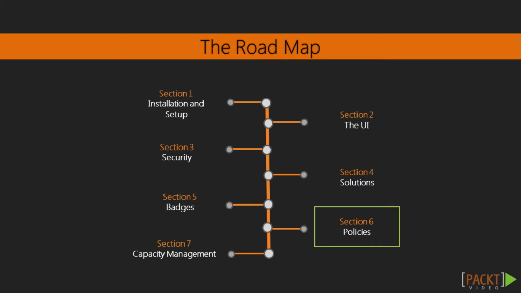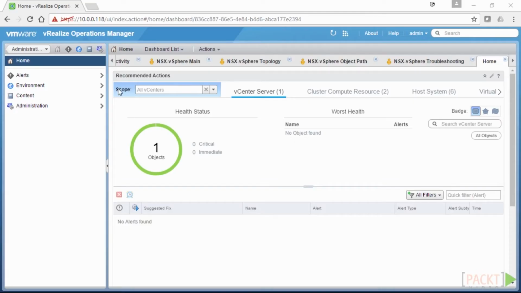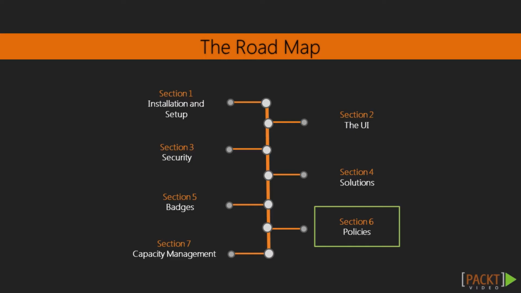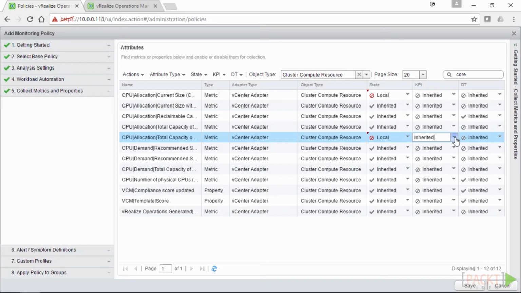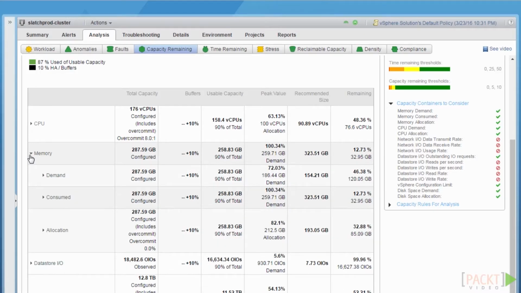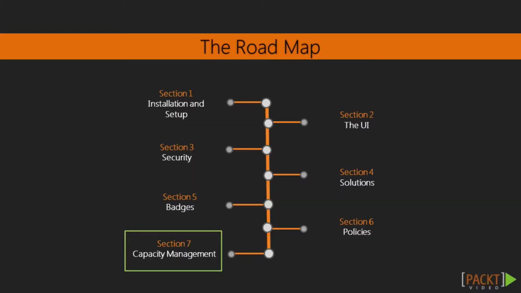Then we're going to have a look at policies. Policies are the heart of vROps. They are what tell it what to do, how to calculate its metrics, what metrics to collect, and what symptoms and alerts to have active. Then we're going to have a look at capacity management. We'll show you the difference between demand and allocation versus consumed, what buffers are, project pipeline management, and just generally all-round how to set up your capacity management within your system.